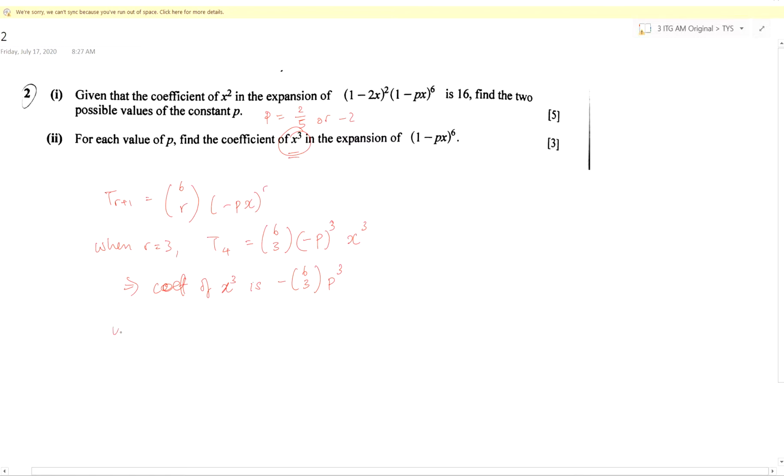Now for when p equals 2/5, the coefficient is negative 6 choose 3 multiplied by 2/5 to the power 3. So this gives us a value of negative 1.28. And when p is equal to negative 2, the coefficient, we do the substitution, and we have 160.